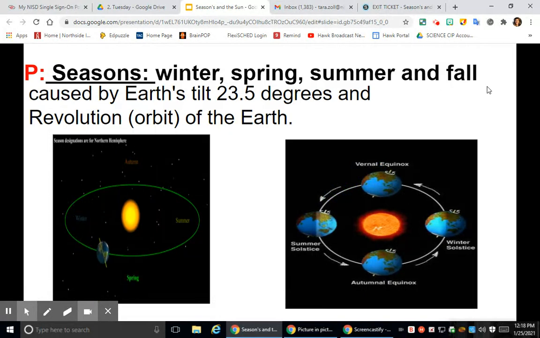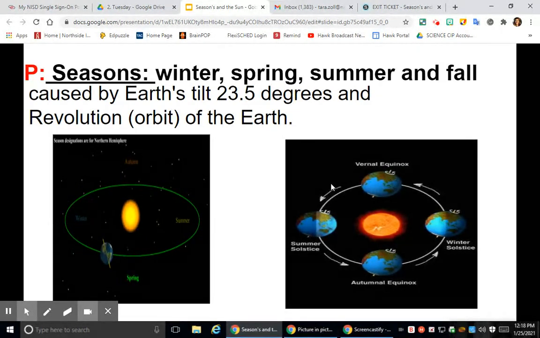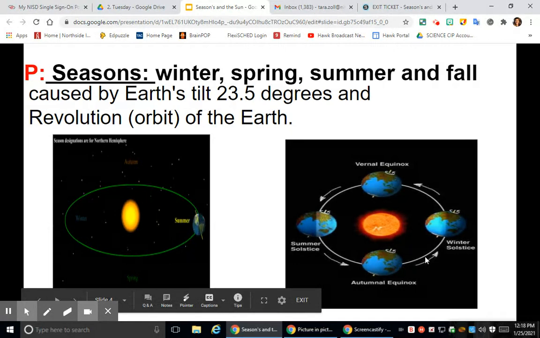Seasons: winter, spring, summer, and fall, caused by Earth's 23.5 degree tilt and revolution around the sun. So the reason for seasons is the tilt as Earth does that revolution around the sun. Okay, and remember your seasons: winter, spring, summer, fall.